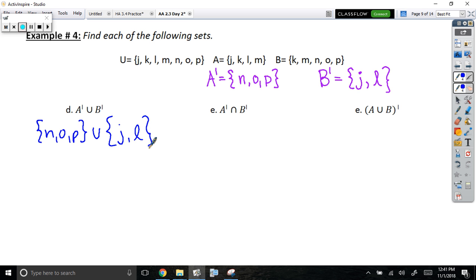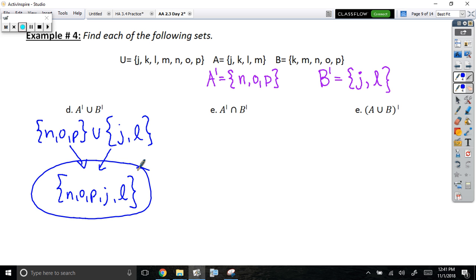We're comparing these two sets with the union. So we just unite them together: N, O, P, J, L. A lot of you, again, can just glance up and do that, but if not, show your work.